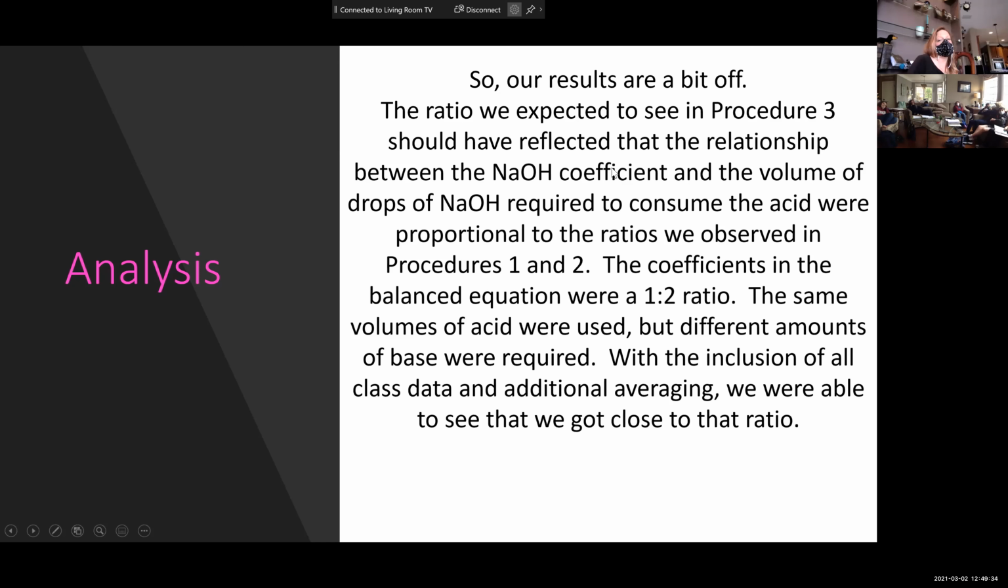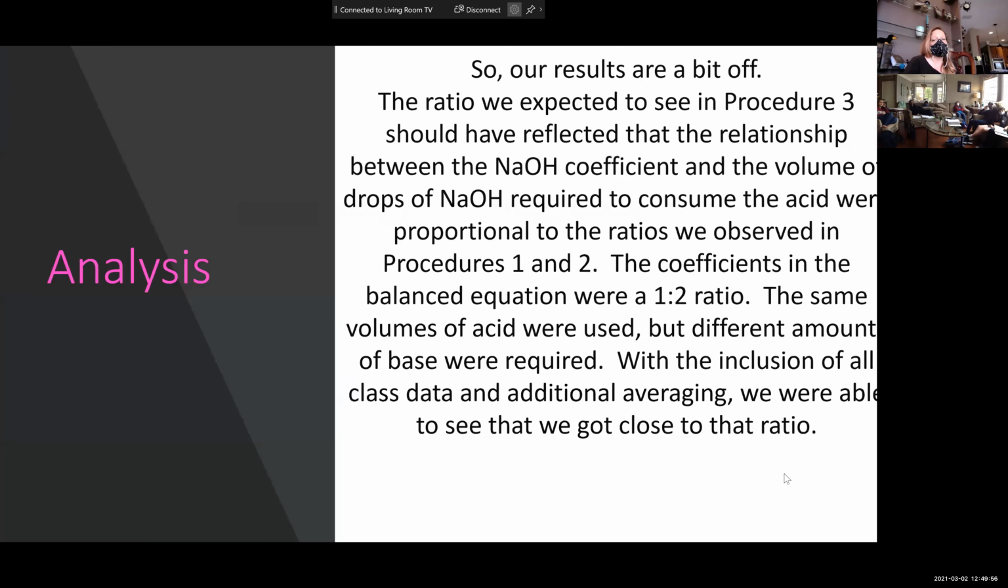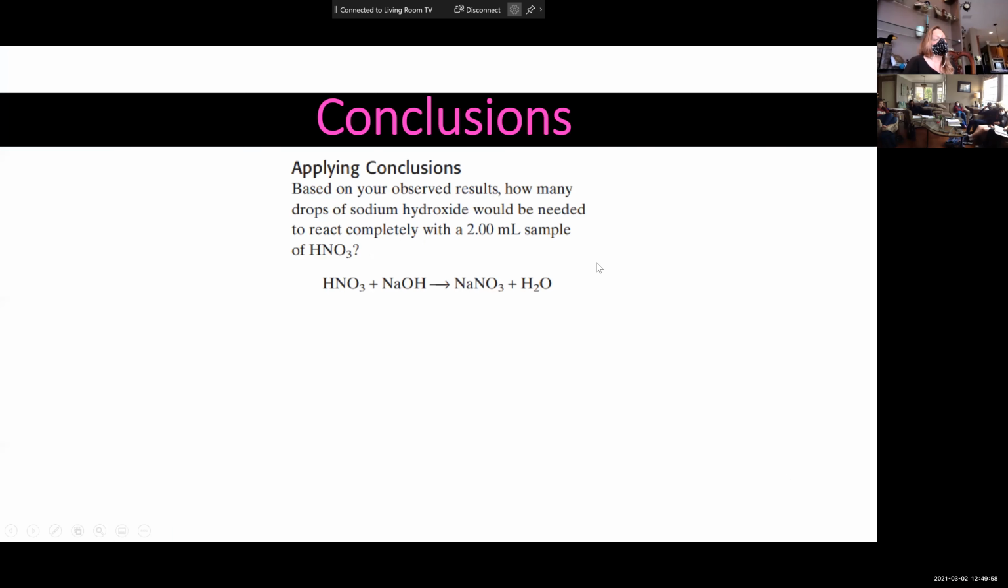The ratio we expected to see in procedure 3 should have reflected the relationship between the sodium hydroxide coefficient and the number of drops of sodium hydroxide required to consume the acid, proportional to the ratios we observed in 1 and 2. Coefficients in the balanced equation were at a ratio of 1 and 2, and the same volumes of acid were used, but different amounts of base. With all the class data and averaging, you can see your ratio is pretty close. So you can take that same 12.4, right?